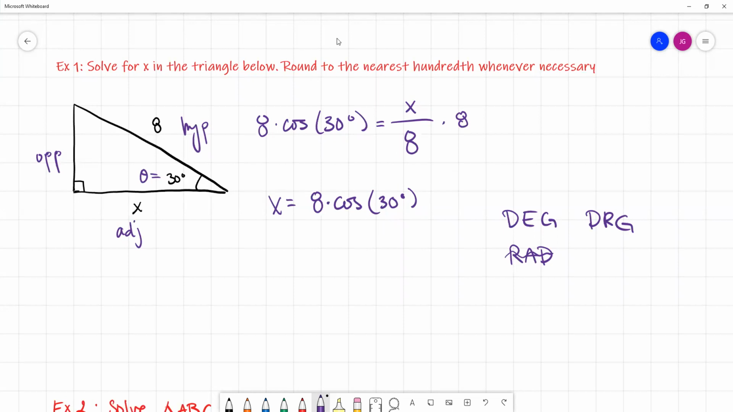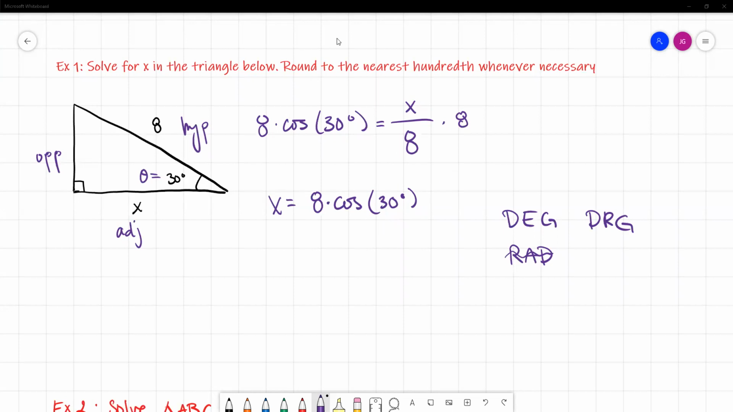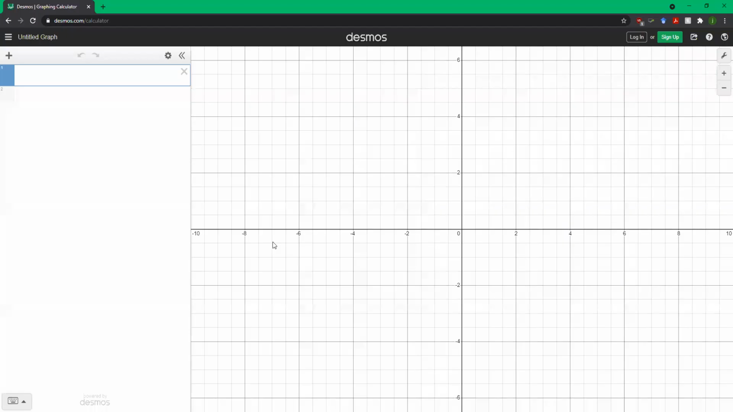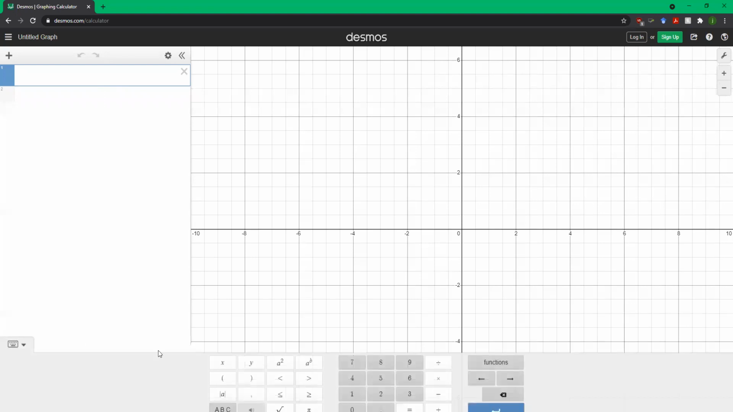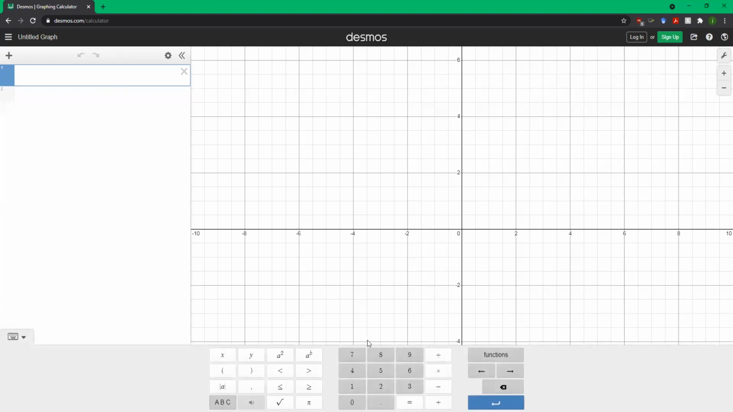We can also use Desmos. Desmos we've been using quite a lot this semester. It helps us for a lot of things, even in terms of trig. So we can use that for this case, just so I can show you, and in case you don't have a calculator at home.